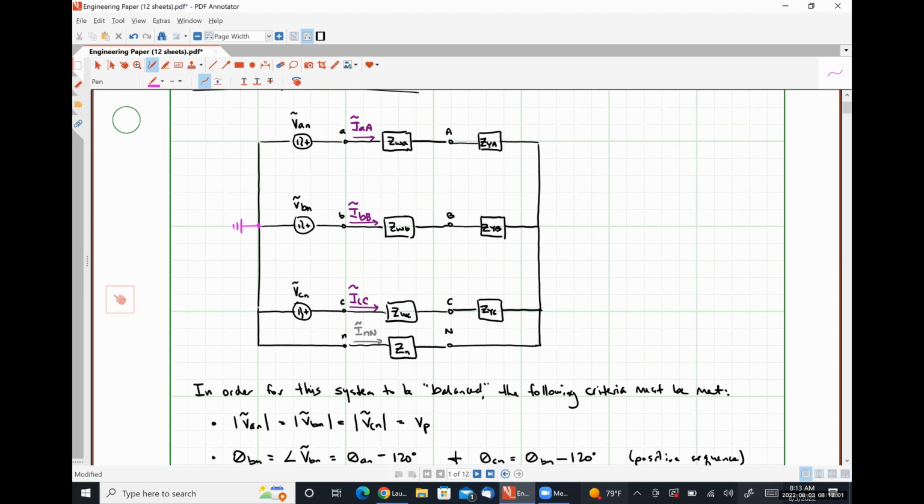So what we're going to do now is we are going to apply Kirchhoff's current law at the load side neutral, okay?